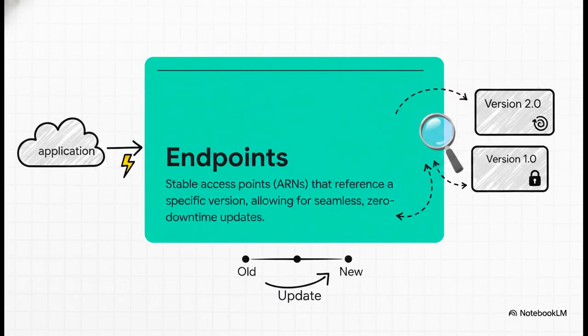And the third piece of the puzzle is the endpoint. An endpoint is just a stable address, an Amazon Resource Name, or ARN, that your applications use to find and talk to your agent. Now the magic here is that an endpoint points to a specific version of your runtime. This is the secret sauce for doing seamless, zero downtime updates. You can fire up a new version, test it, and then just flip a switch to point the endpoint to it, all without your users ever noticing a thing.